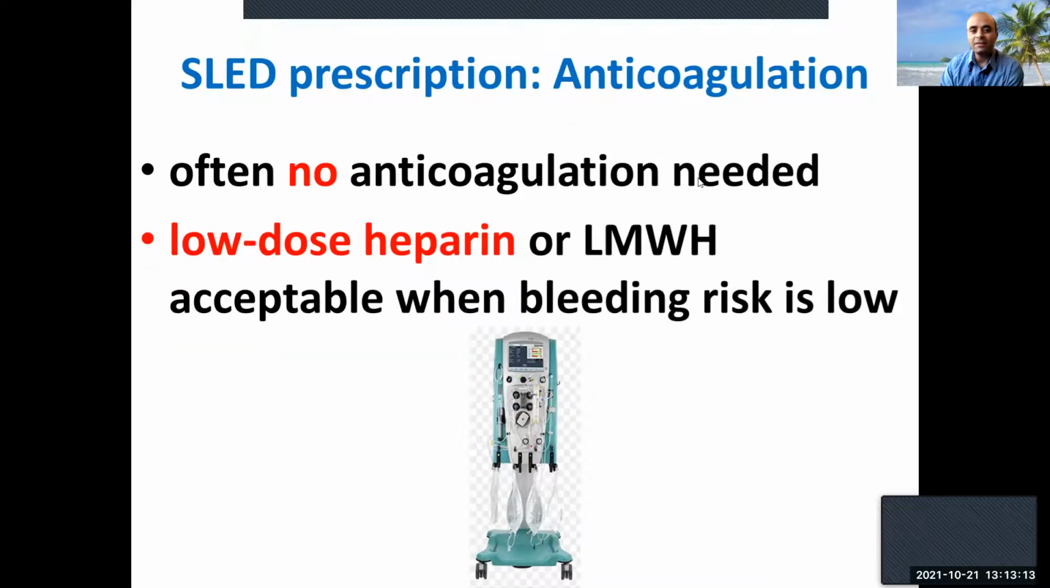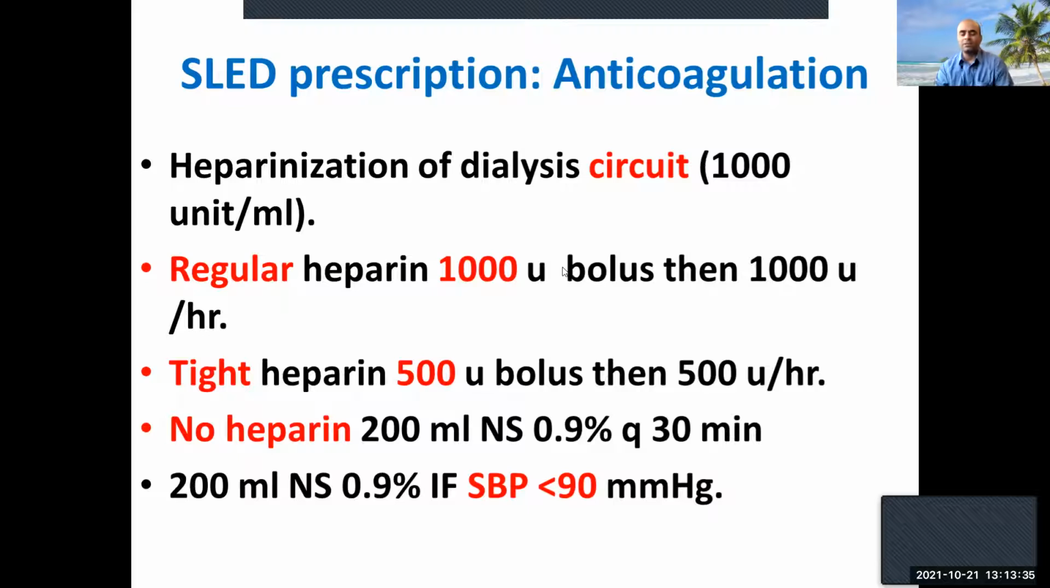Often no anticoagulation is needed. For some patients post-surgery with complications and bleeding, or post-trauma, maybe you will use heparin-free or low-dose heparin, tight heparin, what I mean is 500 bolus and then 500 each hour. Low molecular weight heparin, we don't have experience with it till now. When the bleeding risk is low, okay, you can use tight heparin.